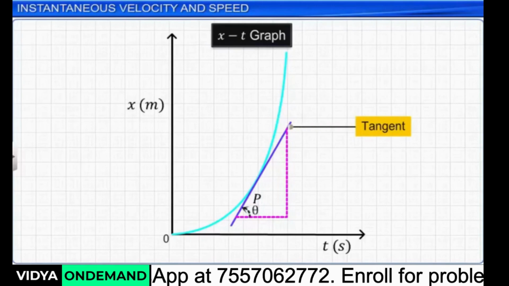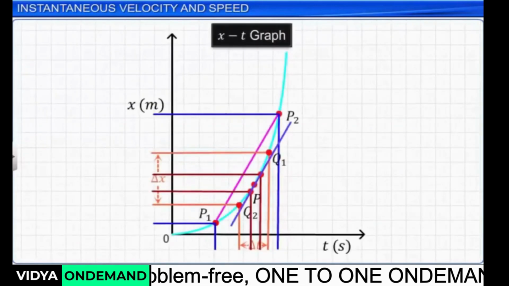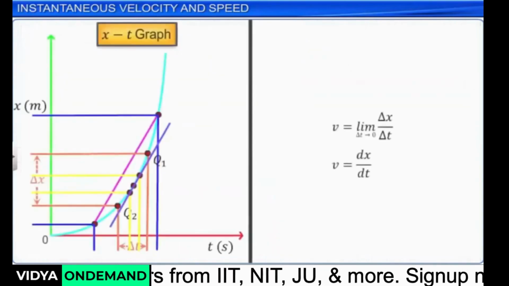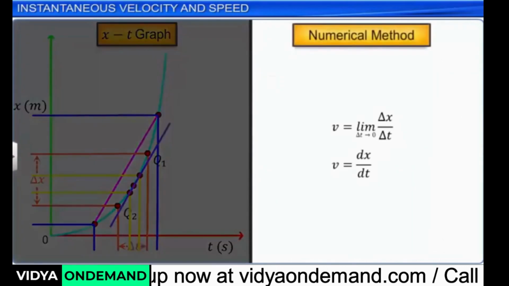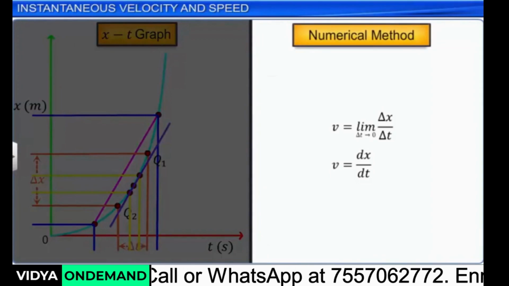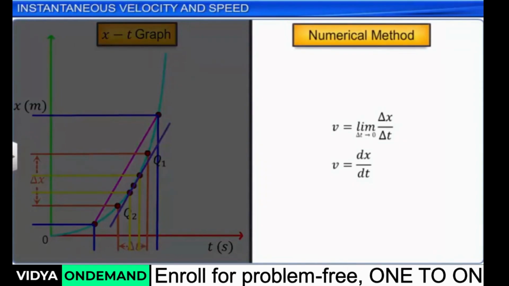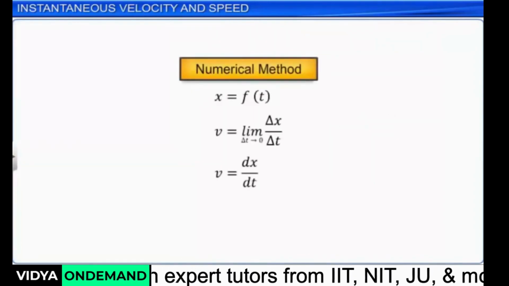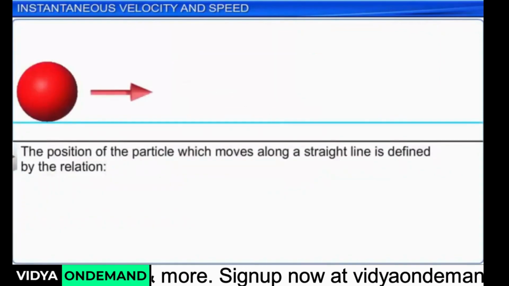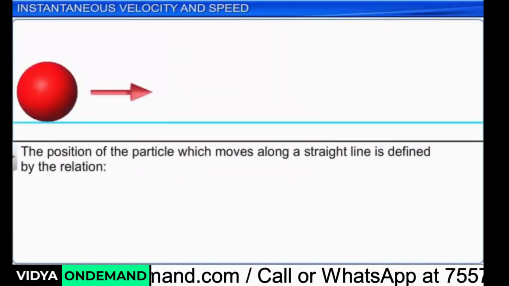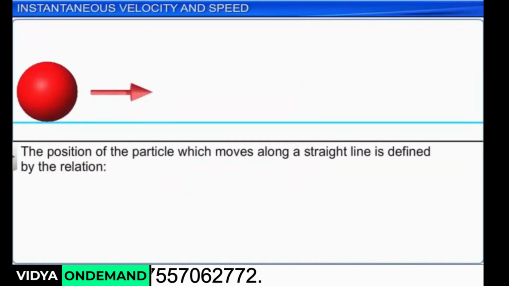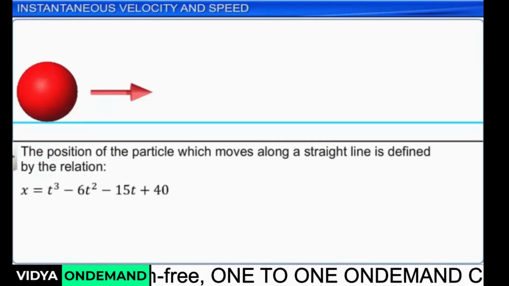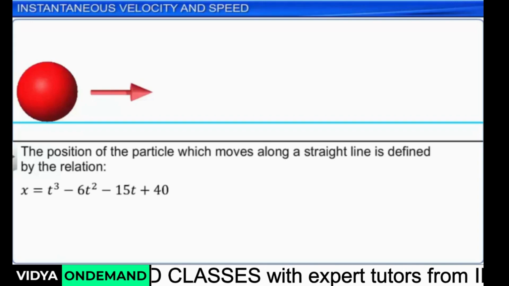This graphical method of finding the instantaneous velocity at any point is cumbersome. Therefore, we generally use the numerical method using calculus for finding the instantaneous velocity at any point. Let's solve a problem using this numerical method. The position of a particle that moves along a straight line is defined by the relation x = t^3 - 6t^2 - 15t + 40, where x is expressed in meters and t in seconds.